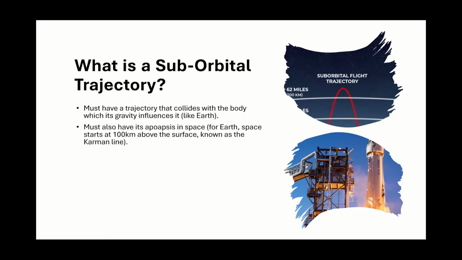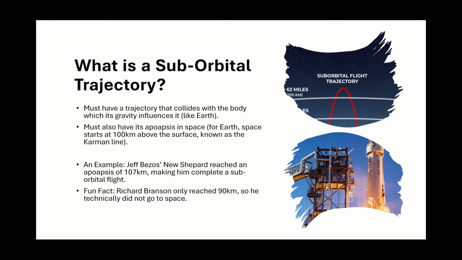So what's an example of a suborbital trajectory? Well, Jeff Bezos' New Shepard reached an apoapsis of 107 kilometers, and by our definition, that made him complete a suborbital flight. But a fun fact is that Richard Branson only reached 90 kilometers, so he did not complete a suborbital trajectory. Now, how much delta v, change in velocity, would a rocket need to have a suborbital trajectory, in case you grow up to be a billionaire or something?